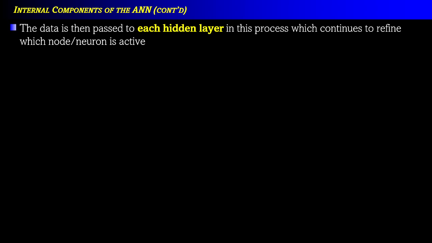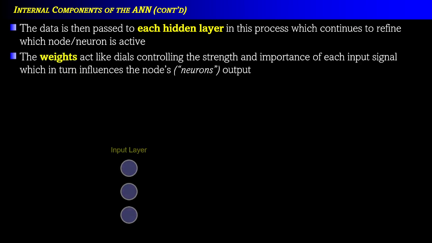So as the data is passed to each hidden layer in this process, it will continue to refine which node or which neuron is active. So it's like an incredibly complicated game of telephone, if you've ever played that game, where it's passing information to each layer, and it's refining it more and more and more, refining what we're getting to in our final answer.